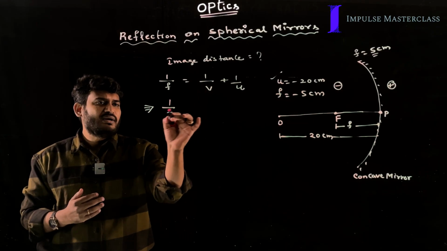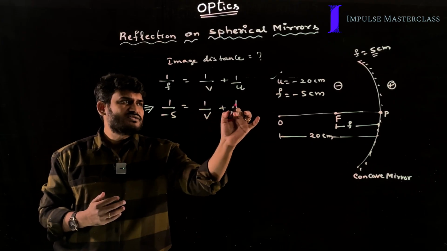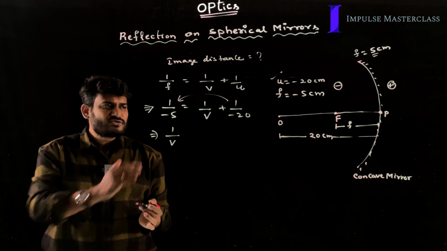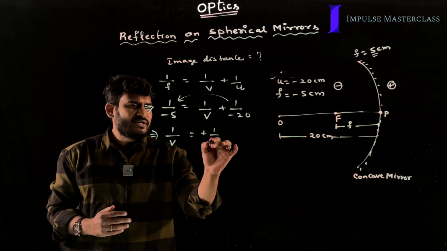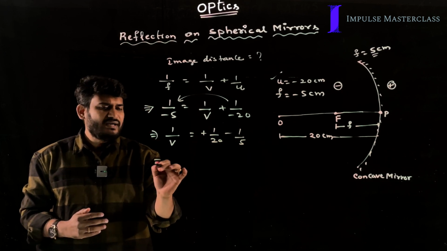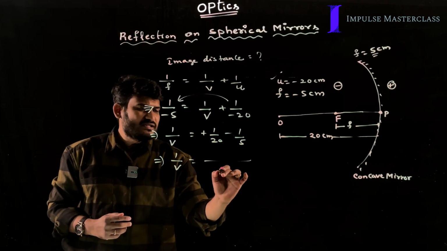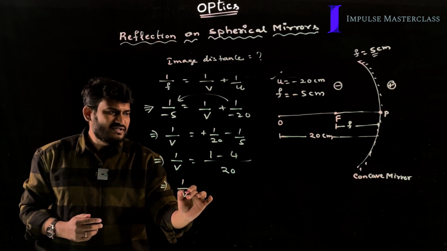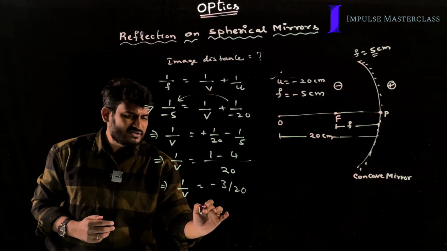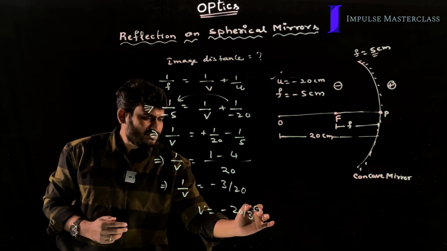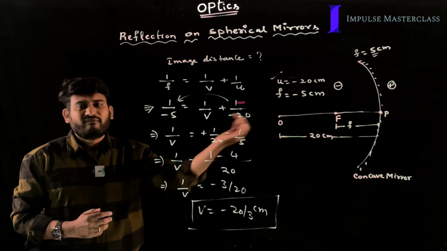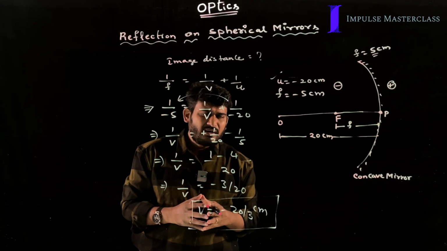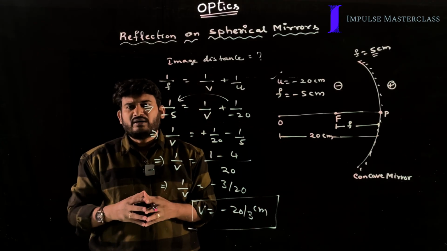Now substitute the values: 1/(-5) = 1/v + 1/(-20). I am going to calculate the image distance. Bring this 1/(-20) to the left side, it becomes plus 1/20, and this one is minus 1/5. So 1/v is equal to, the LCM will be 20, this will be 1 and this will be 4 times. So we got 1/v equal to minus 3/20. If I reverse the fraction, v is equal to minus 20/3 centimeter. So finally the image distance is negative. That means the image is also formed on the left side of this concave mirror.